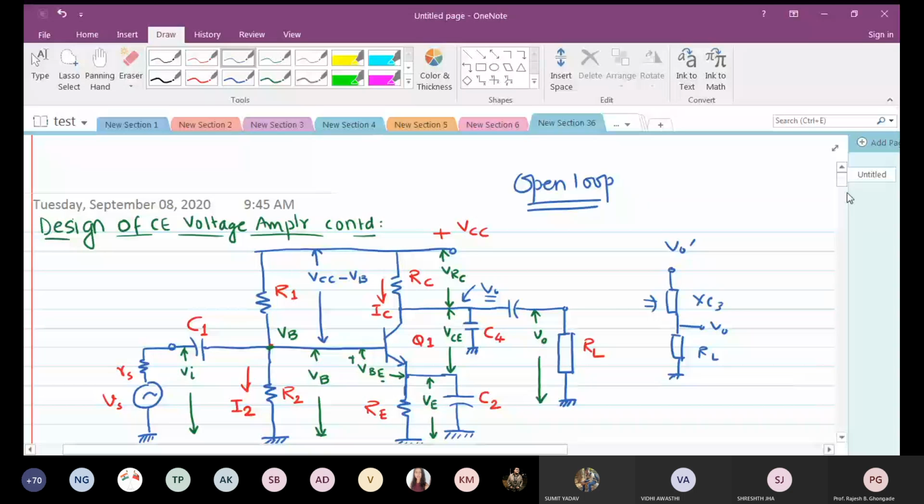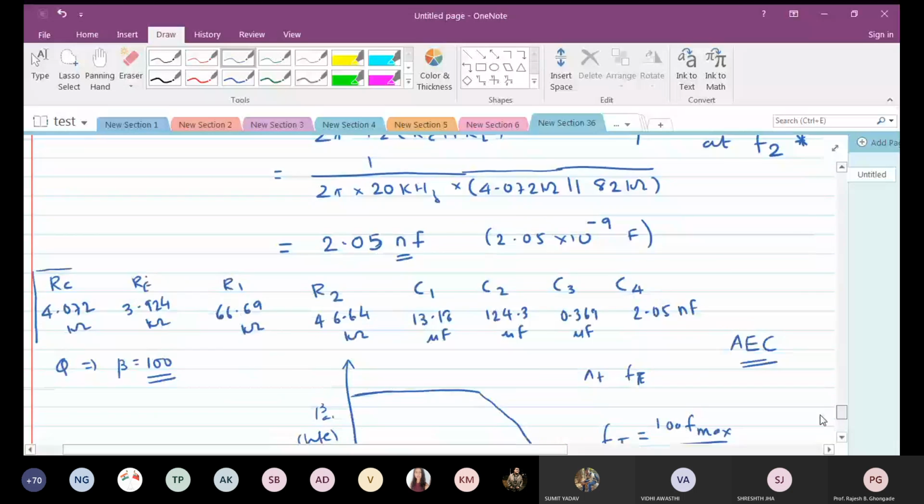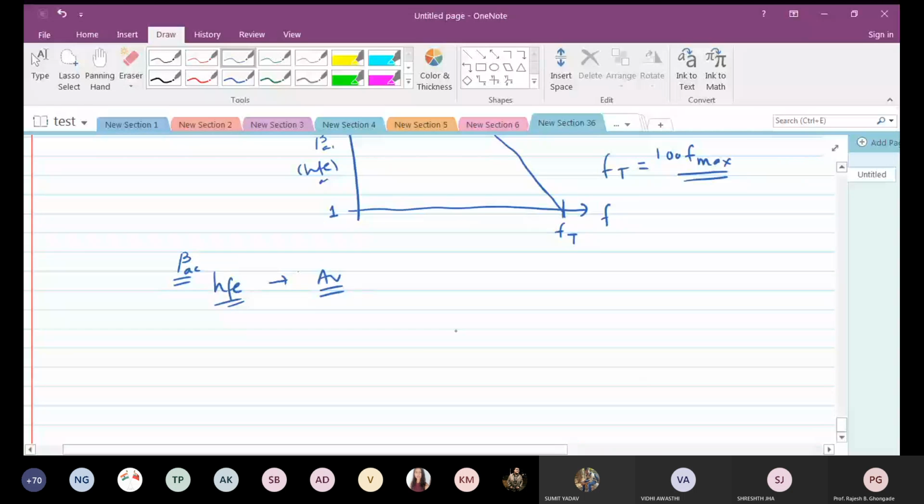Okay, this is the open loop configuration, and to stabilize the voltage gain against changes in the beta, again we require feedback. That brings us to a very important concept of feedback amplifiers.